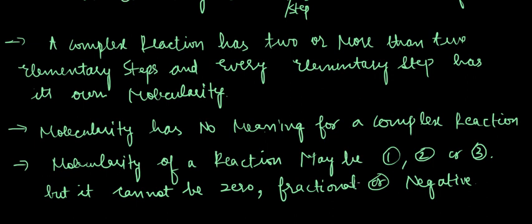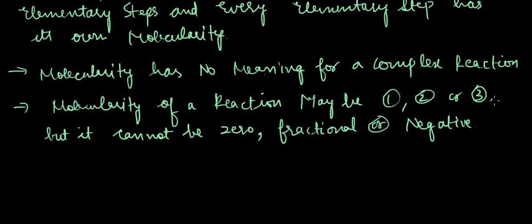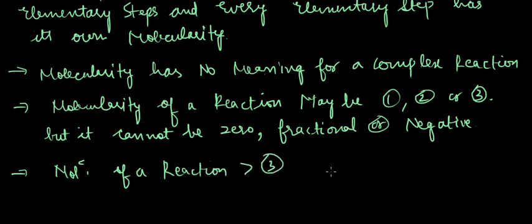Next, molecularity of the reaction which is greater than 3 is not observed. That's why we are stopping at 3. Next point is molecularity of a reaction greater than 3 is not observed.